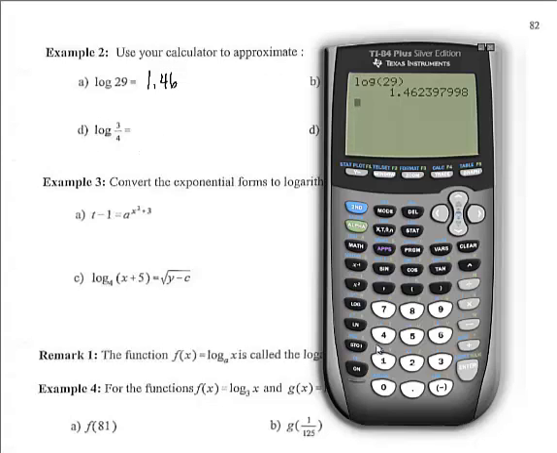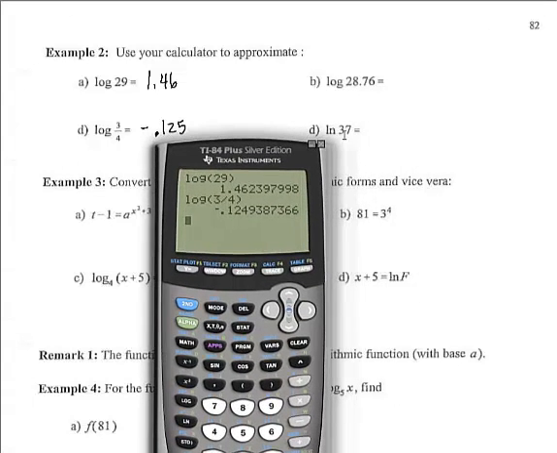Log of 3/4. We just simply type in log with a 3 divided by 4 and hit enter. We get negative 0.12, and I'll round it to the nearest thousandths, negative 0.125. And so this is approximate because I'm rounding.